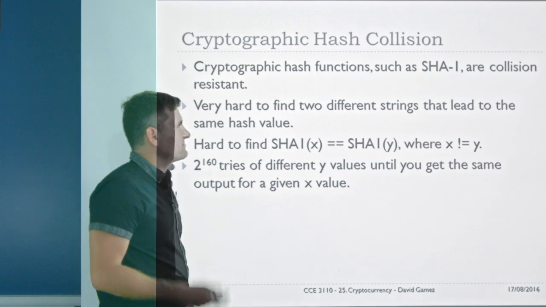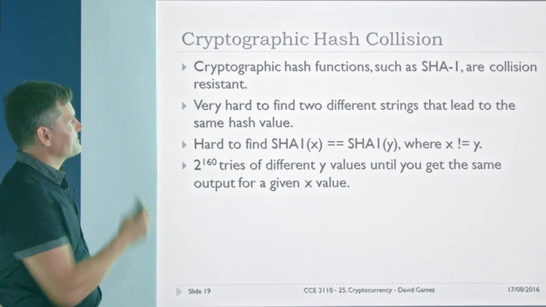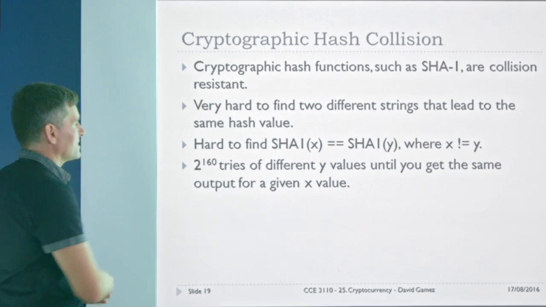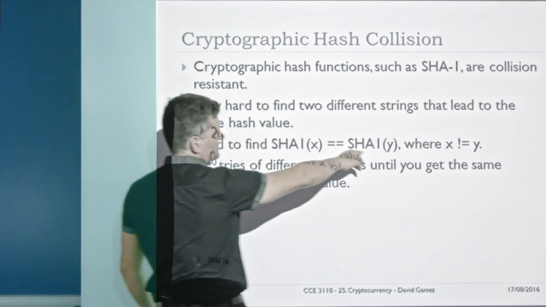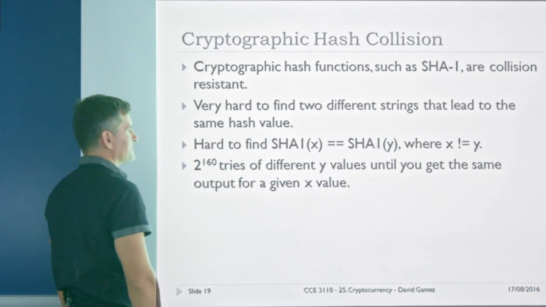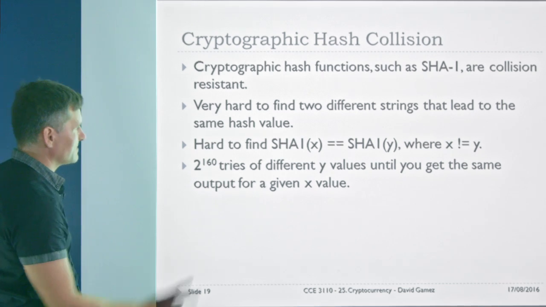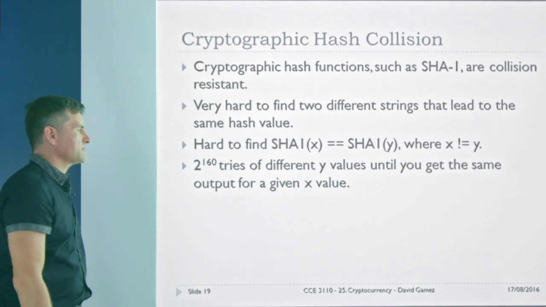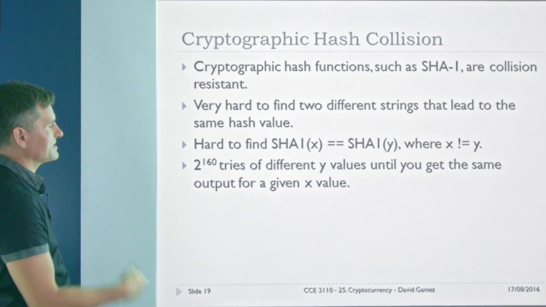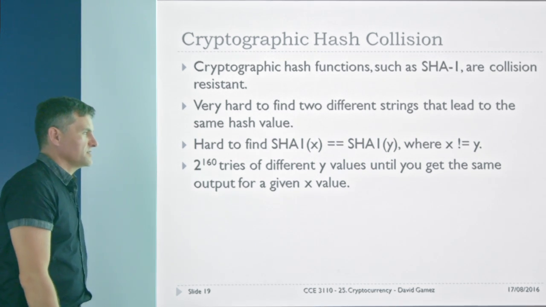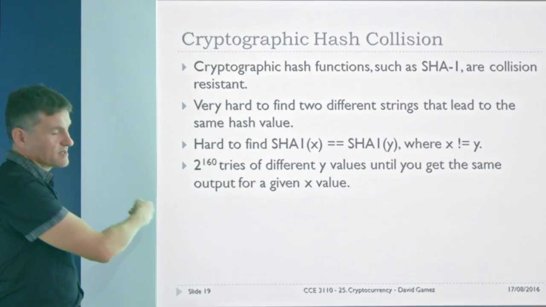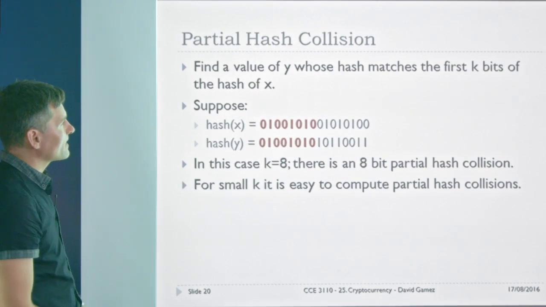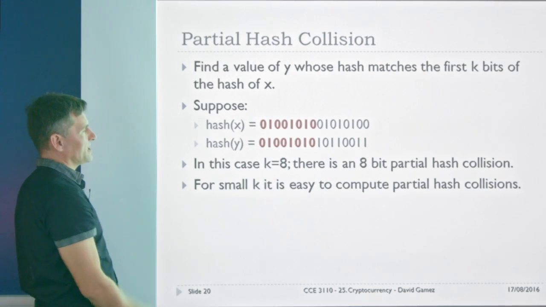Cryptographic hash functions are very collision resistant, so it's very hard to find two different strings that lead to the same hash value. It's hard to find x and y where SHA1(x) equals SHA1(y) but x is not equal to y. I think you need something like 2 to the 160 tries of different y values until you get the same output for a given x value. So you could do a brute force, so there's a chance, but a very small chance of collision in cryptographic hash functions. But what you can get is a partial hash collision.